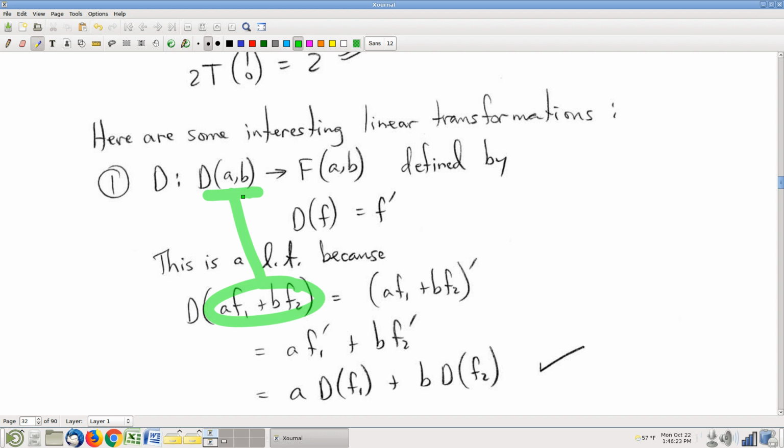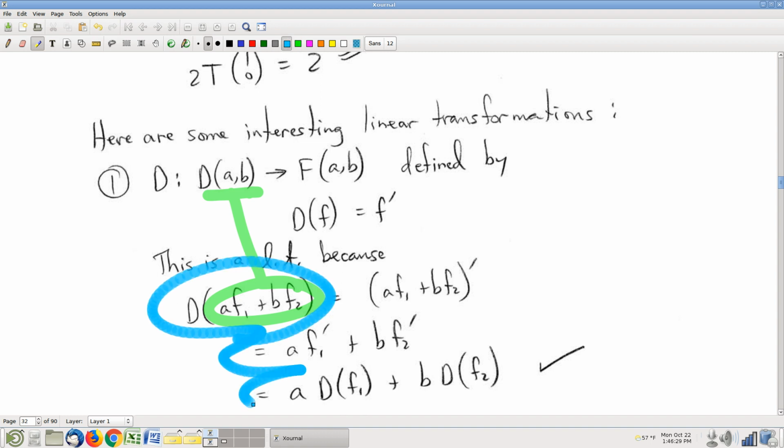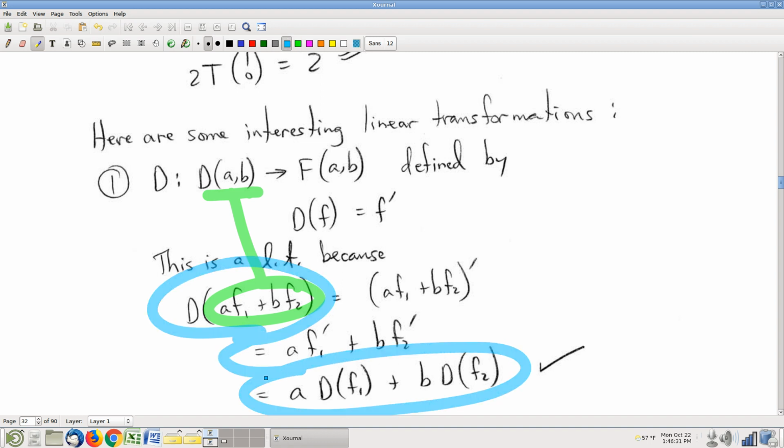I'm going to apply the linear transformation, and with fingers crossed, I hope that what I get out is the expected linear combination of outputs. And at this point, this becomes just a sort of a Calc 1 problem.